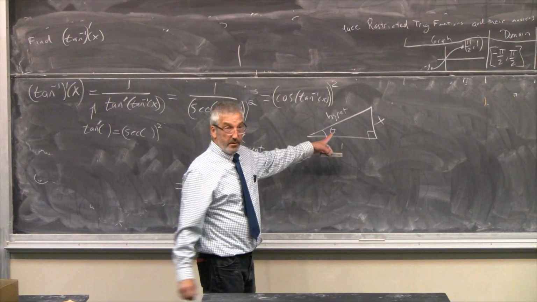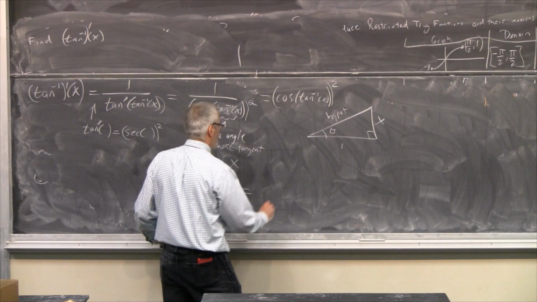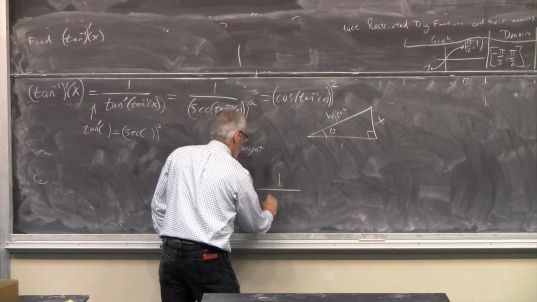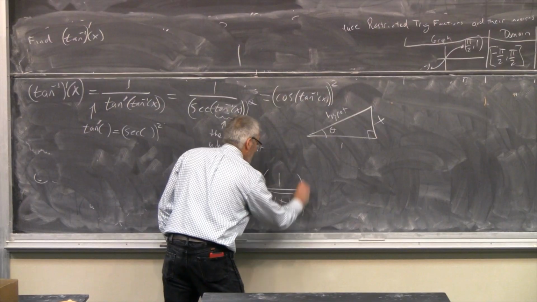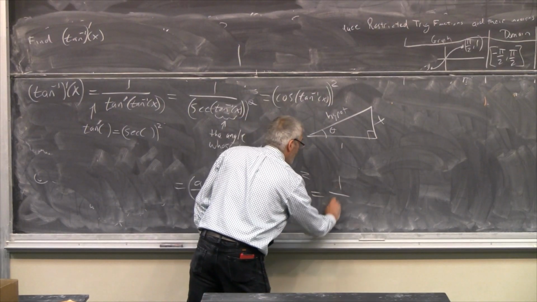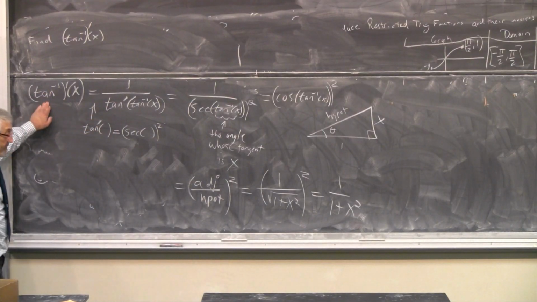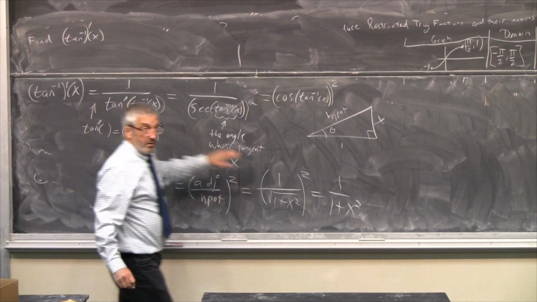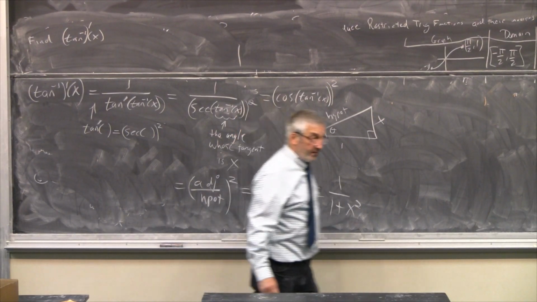So what's the hypotenuse? Well, the adjacent is 1, the hypotenuse is square root of 1 plus x squared, but then this whole thing is squared, so I get that. The derivative of tan inverse of x is 1 over 1 plus x squared. So it's a very different looking formula.